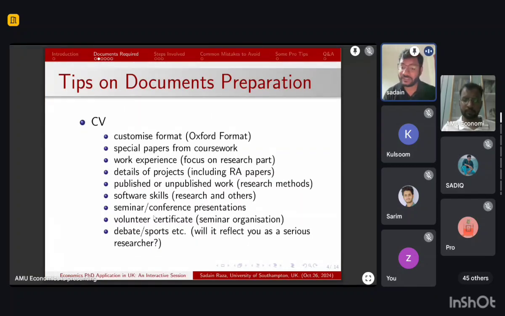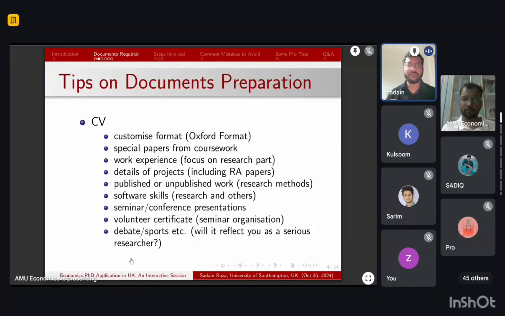Also, you can add software skills. For example, what do I mean by software? There are two types of software. One is that directly helps you in research, like you are very much trained in Stata or R, or you do all your research analysis in Python. You are trained in that. You should mention it along with the certifications that you have. Or there are other software as well that you can mention.